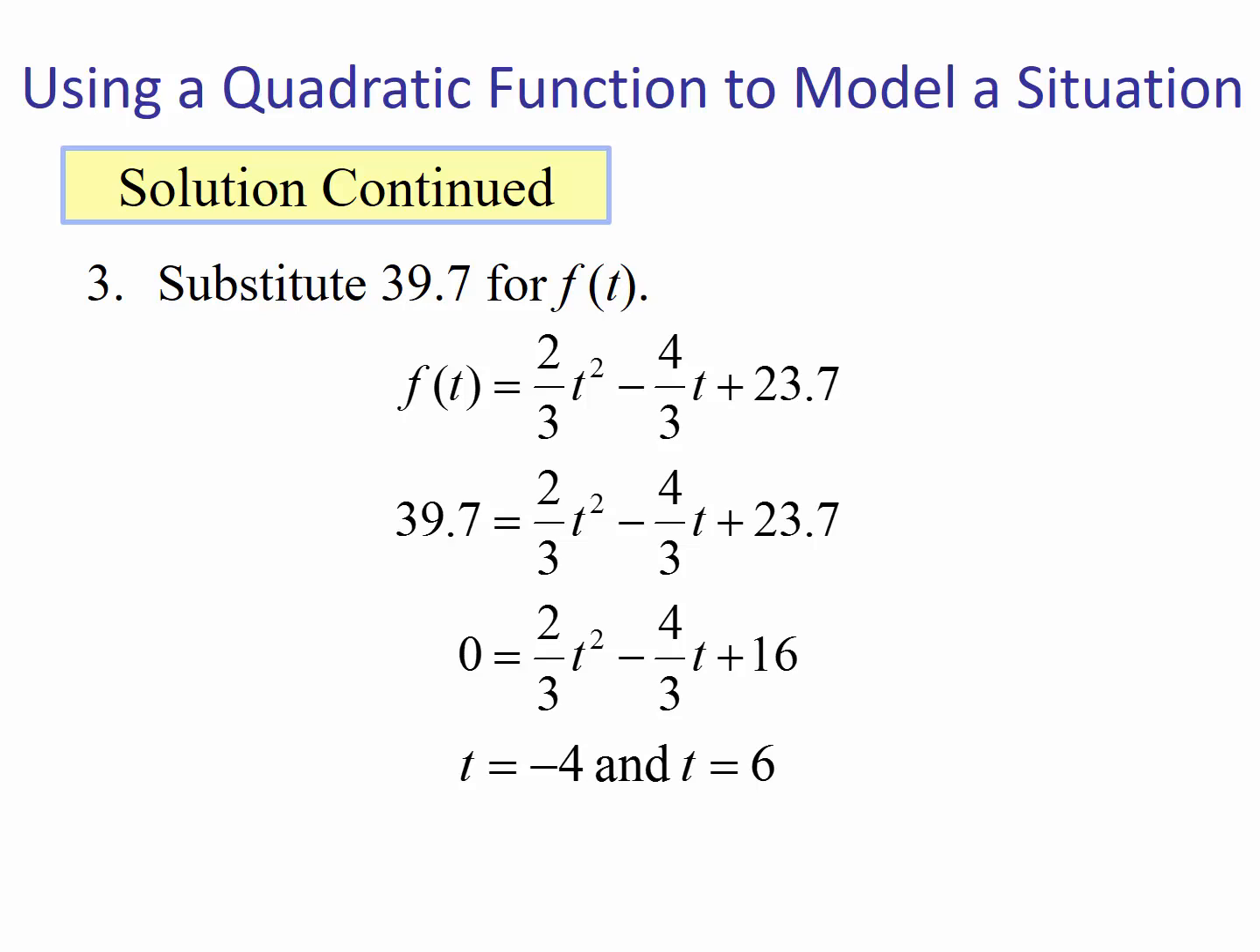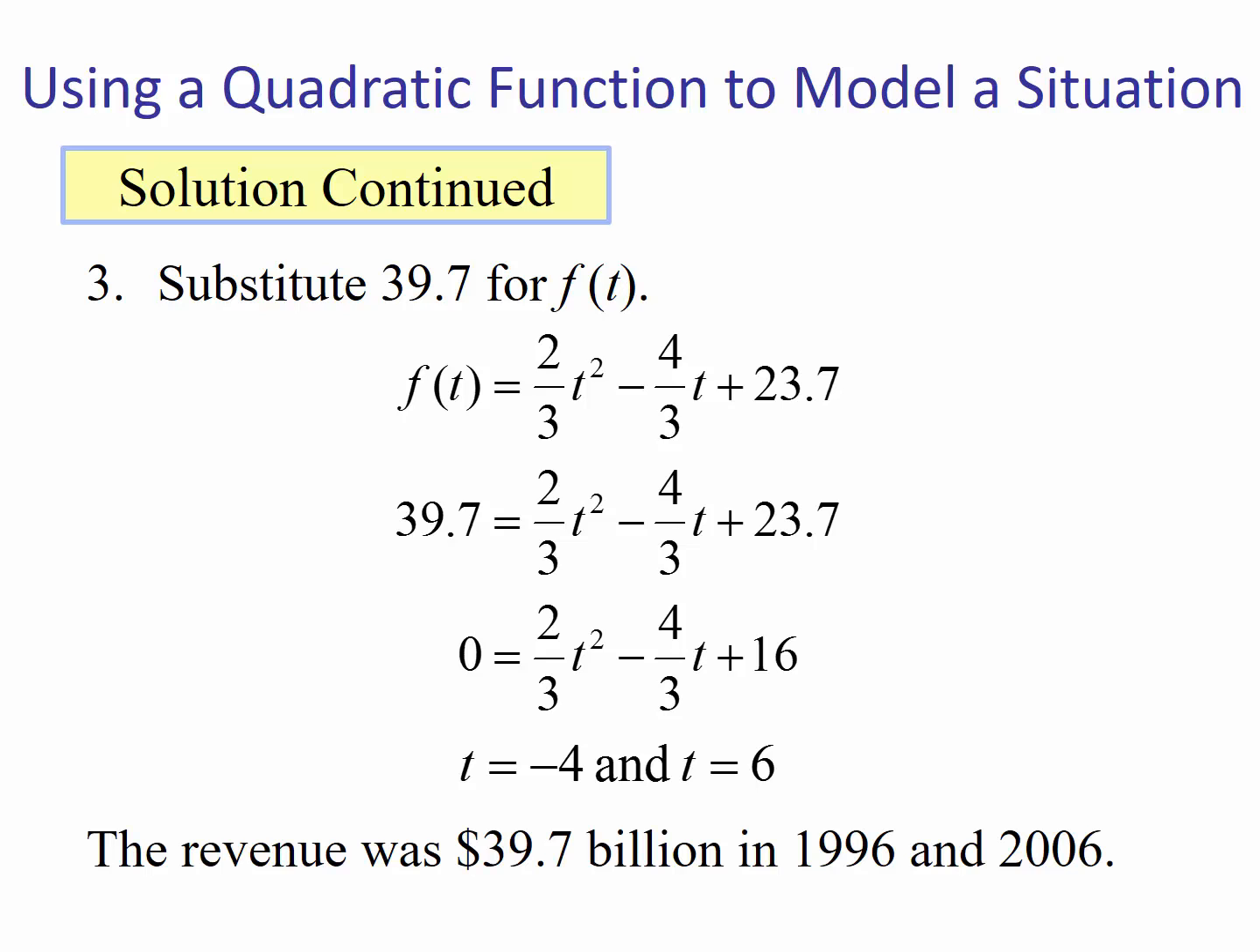So in this example, we have two t-intercepts, one at -4 and one at 6. So in terms of this problem, we would say the revenue was 39.7 billion in 1996. That's 4 years less than 2000. And in 2006, when t is 6, that corresponds to the year 2006.